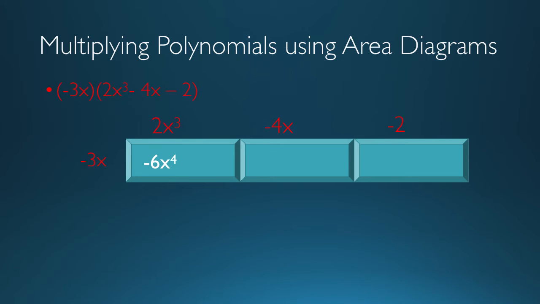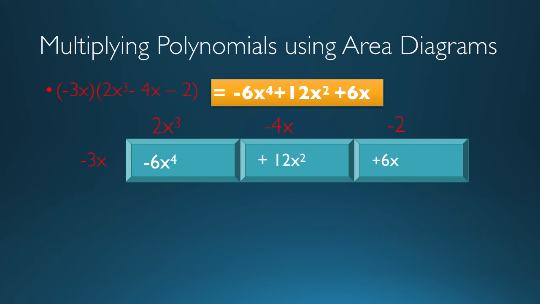And then we just multiply each of those. So 2x to the power of 3 times negative 3x gives me negative 6x to the power of 4. Negative 4x times negative 3x is positive 12x squared. And then negative 2 times negative 3x is positive 6x. So the overall answer there is negative 6x to the power of 4 plus 12x squared plus 6x.